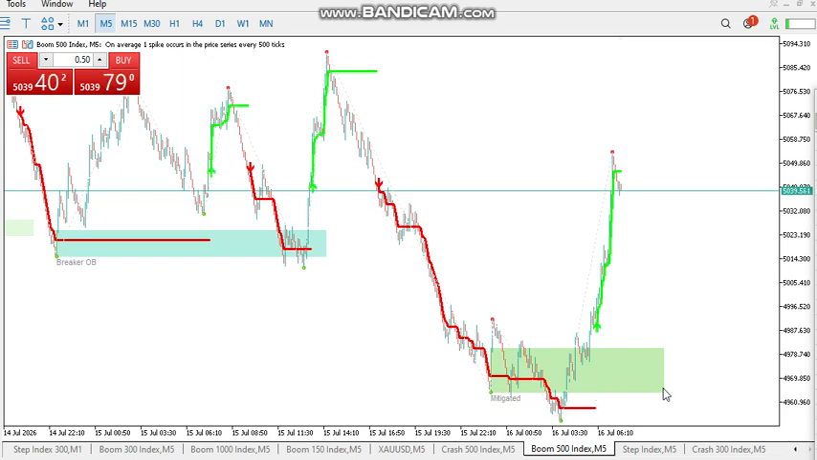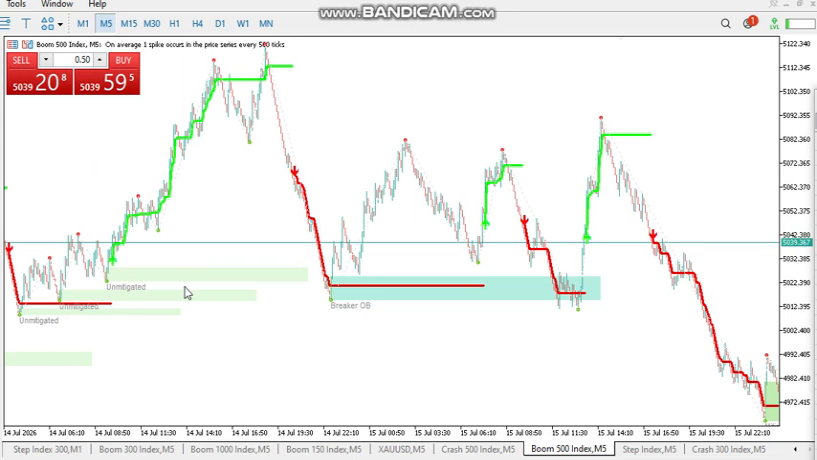And also we have our mitigated level, our breaker OB level, and then we have our unmitigated level. So these are the three levels that we have on the charts. We have the first one to be our arrow indicator, and we have our mitigated, our breaker OB, and our unmitigated level.